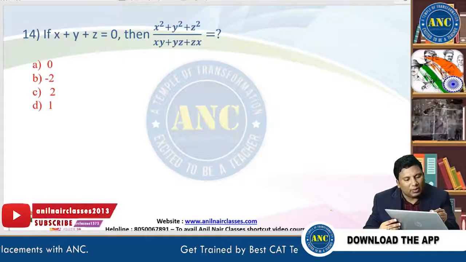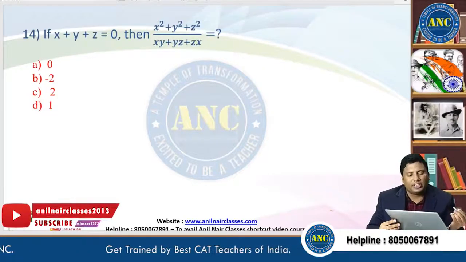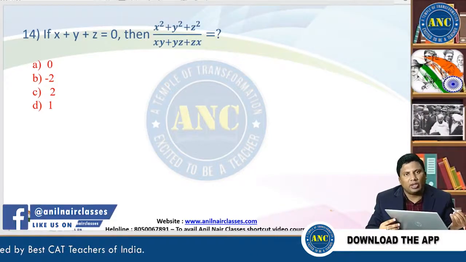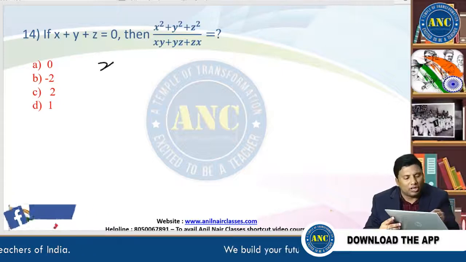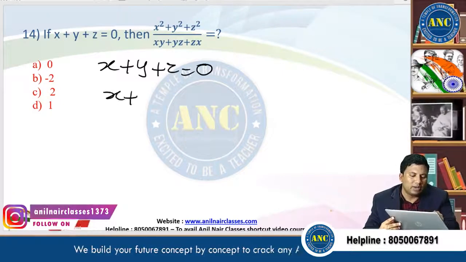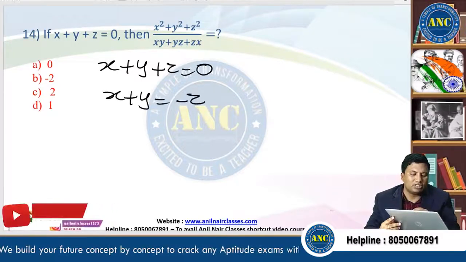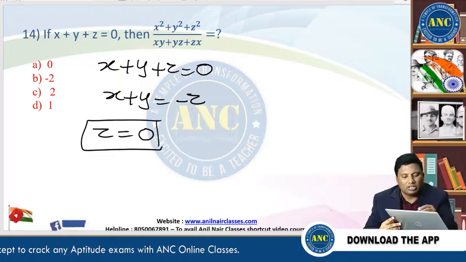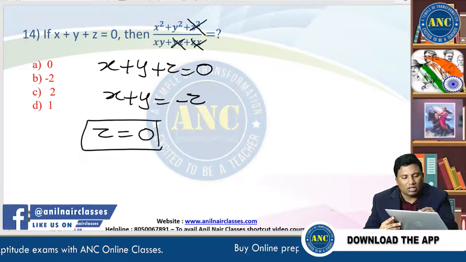If x plus y plus z, again and again I no need to say, if the question contains variables, answer contains numerical values, make the dependent variable 0. x plus y plus z equivalent to 0. x plus y is equivalent to minus z. Make dependent variable 0. z is 0. These out, these out, these out.